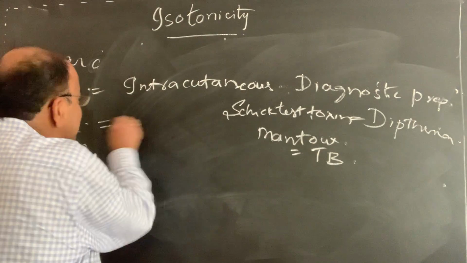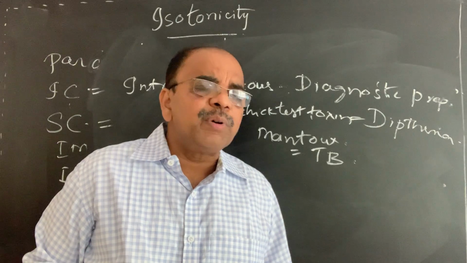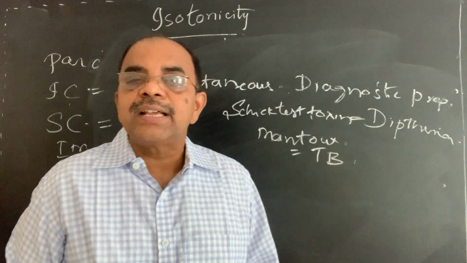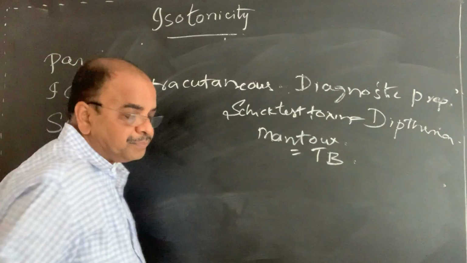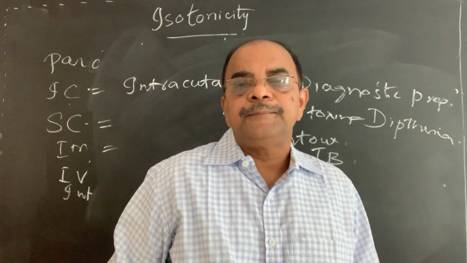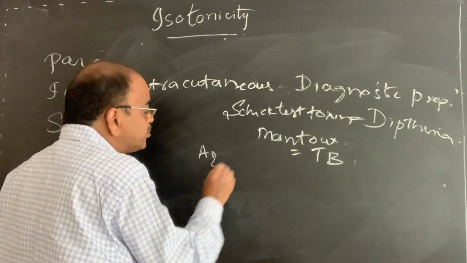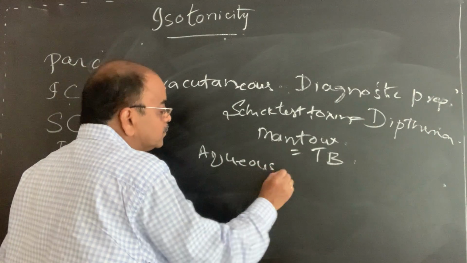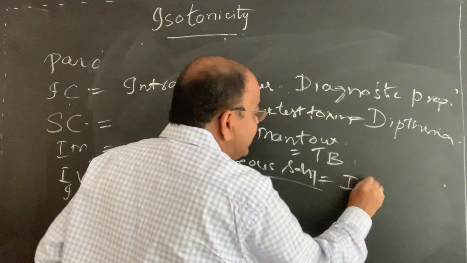Next, subcutaneous, we give the vaccines. Isotonicity is desirable but not essential. Next, intramuscular. Suppose we are giving an aqueous solution by IM route.